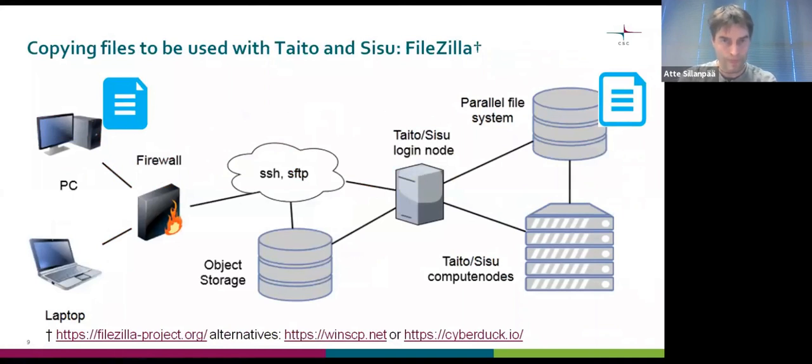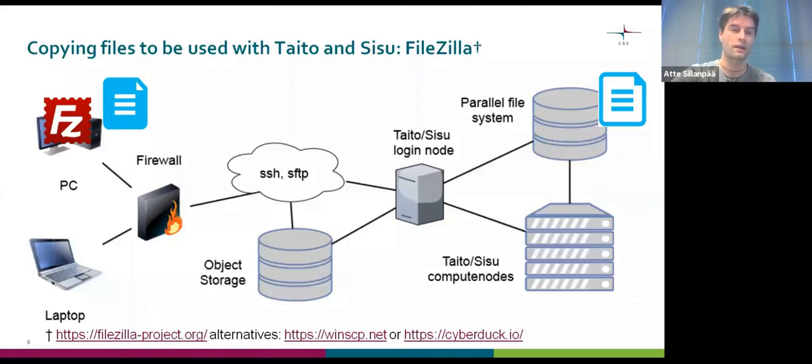The next typical thing, a problem or a task to overcome to get started, is how to move files back and forth between your own machine and the CSC system. So here you have some files on both ends, and what you can do is install something called FileZilla. There's a bunch of different alternatives like WinSCP or CyberDuck. FileZilla works on Mac, Linux, and Windows. This is the one that I'm using. I find it very convenient.